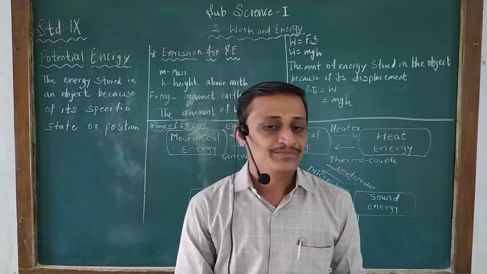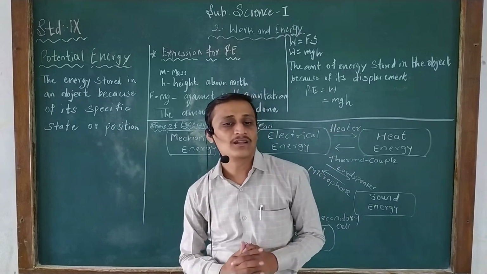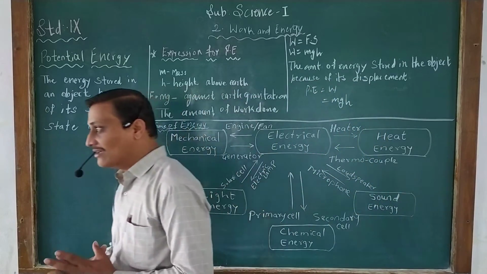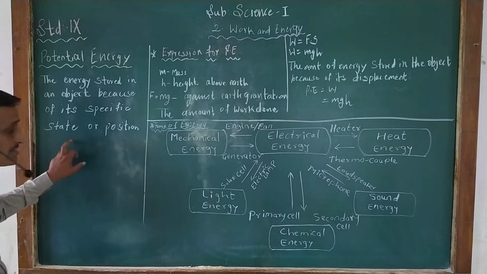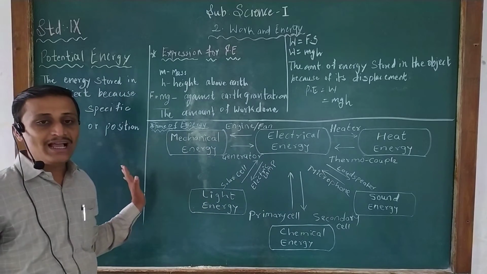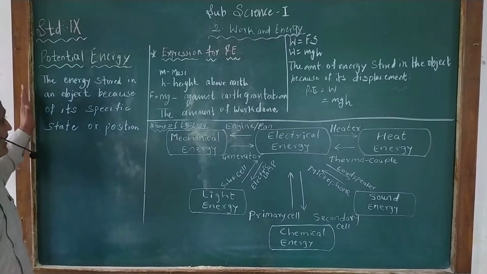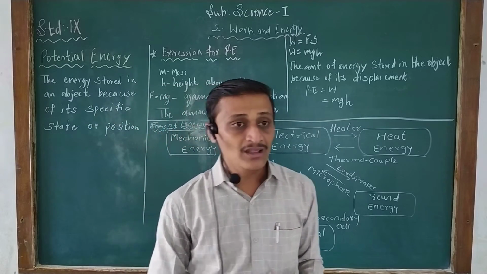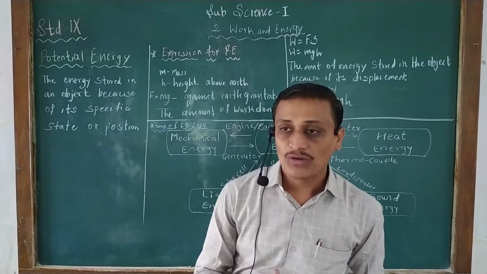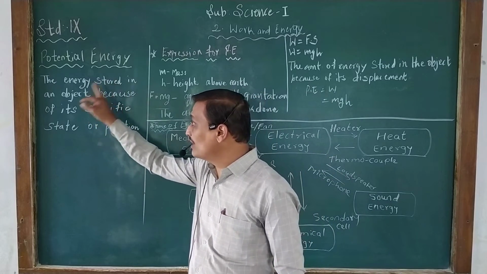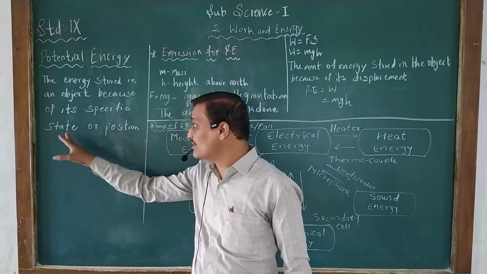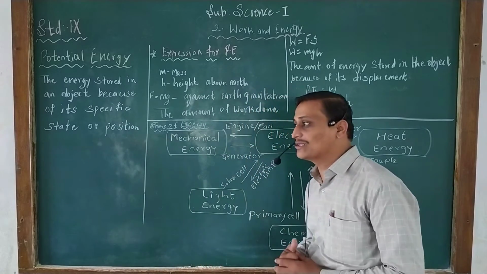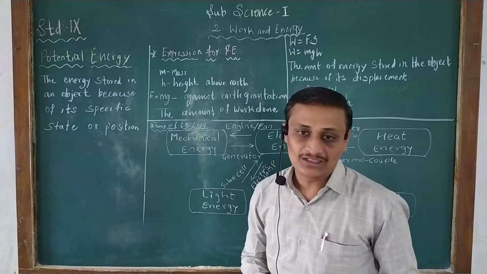The energy stored in an object because of its specific state or position is called potential energy. The energy which is already stored in that object. Earlier in kinetic energy, what we have seen is that it makes the stationary object move. But here, the energy stored in an object because of its specific state or position makes the object retain its original position. That is nothing but potential energy.